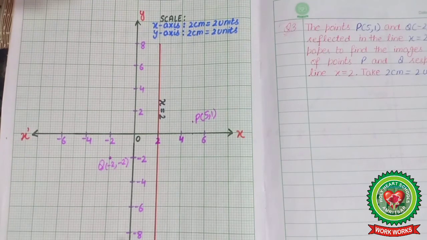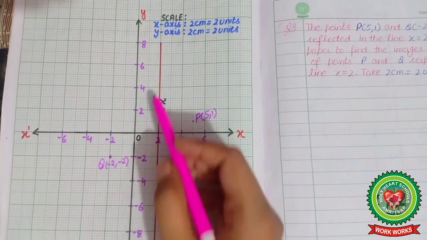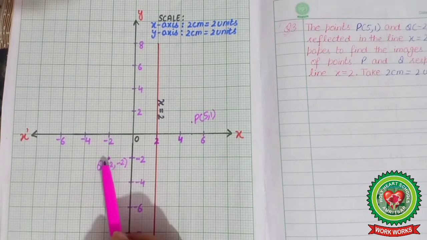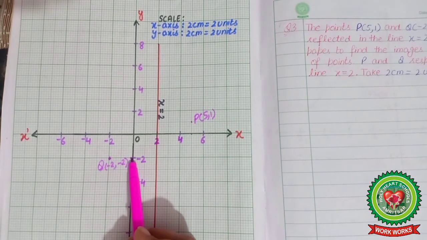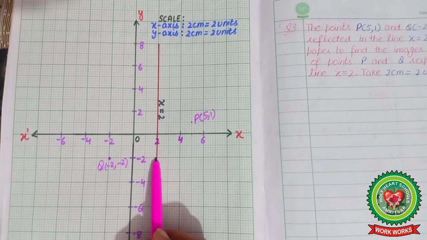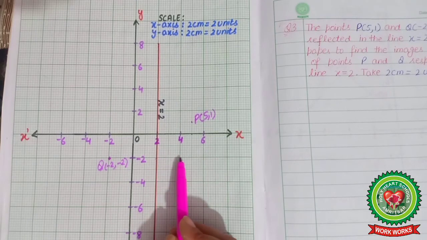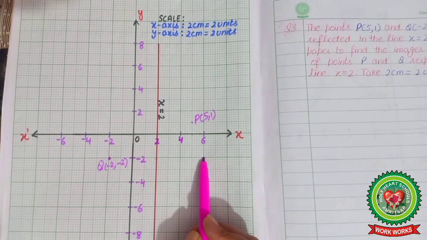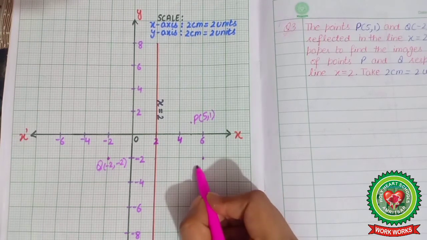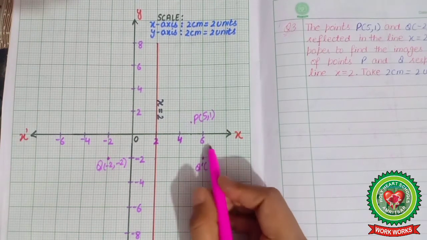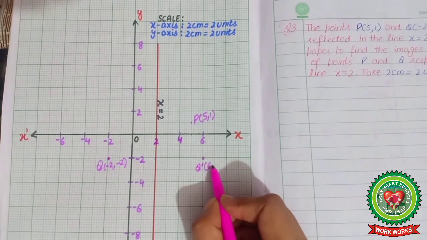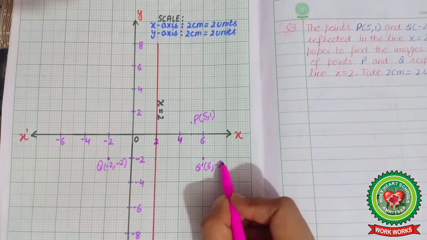Now we have to do the reflection in this line only. From here again 2 centimeter plus 2 centimeter, a total of 4 centimeter is there. So after reflection, again after 4 centimeter, this is the point and the name is Q dash. On the x-axis the value is 6 and on the y-axis -2.